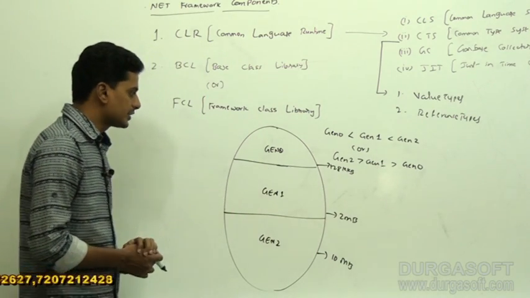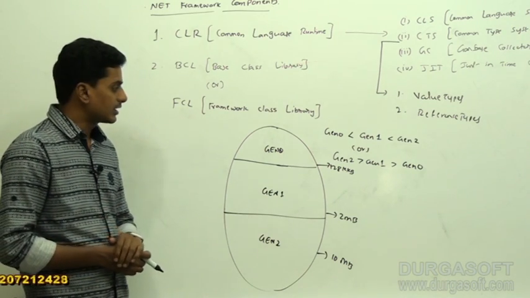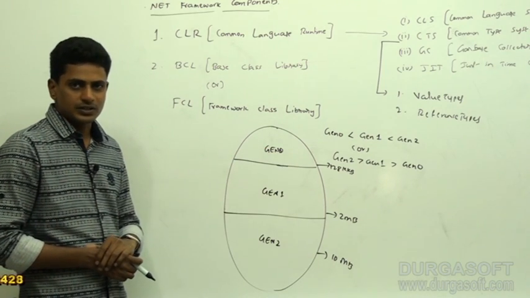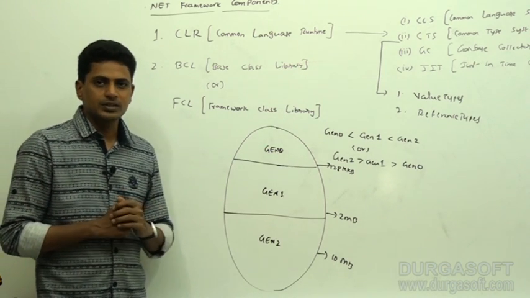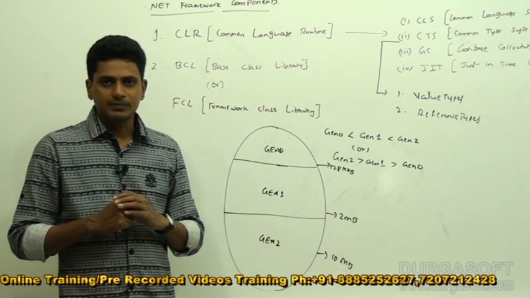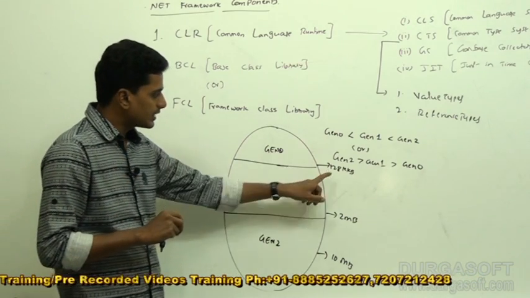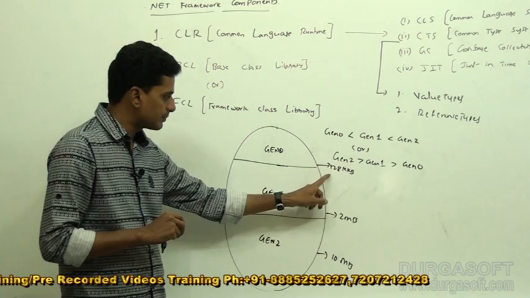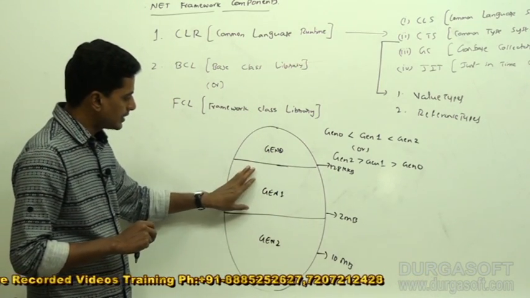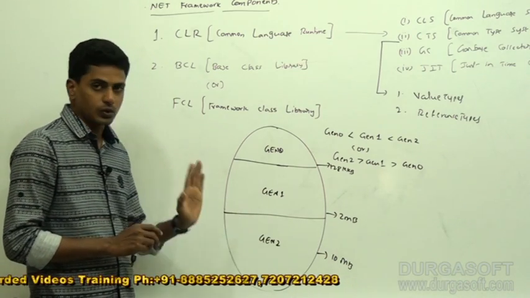The CLR allots memory to the garbage collector generations according to application size or project size. The common language runtime allots the memory, so it is not a fixed size; I am just taking sizes for our view. Generation 0 is a small portion, generation 1 is somewhat bigger, and generation 2 is the biggest. There are three generations only.